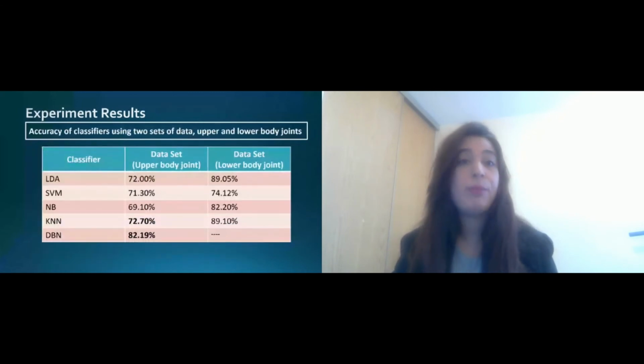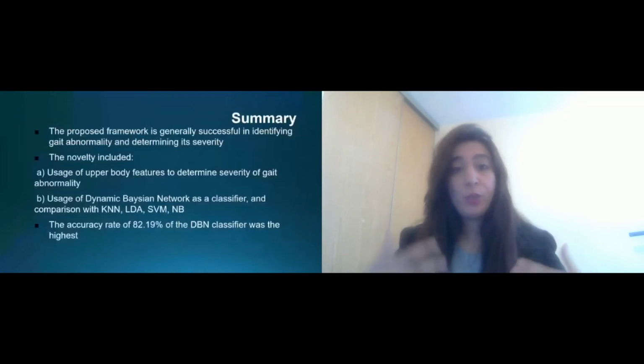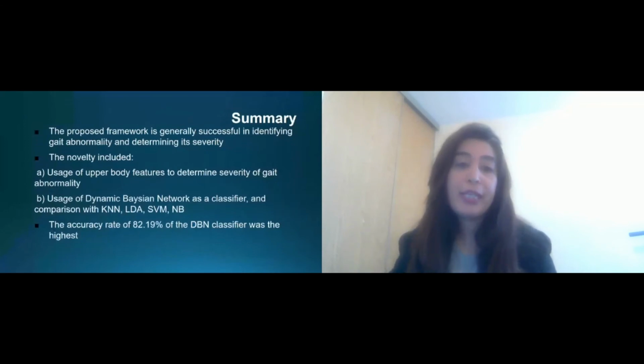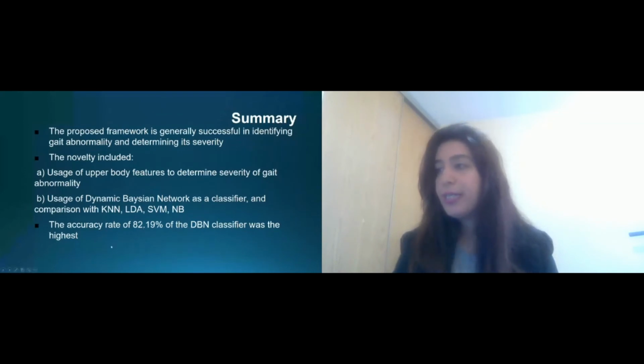So in summary, the proposed framework was generally successful in identifying gait abnormality and also determining the severity of this abnormality. The novelty included usage of the upper body features to determine severity of gait abnormality and usage of dynamic Bayesian networks as a classifier. The accuracy rate was 82.19% for the DBN classifier.